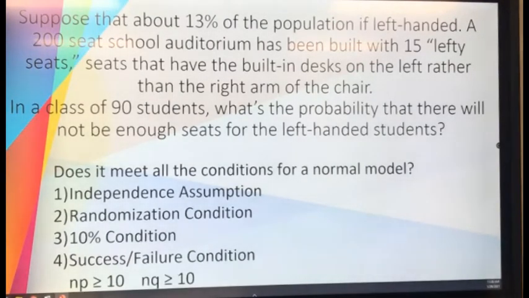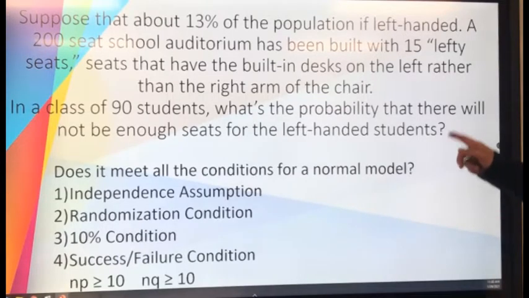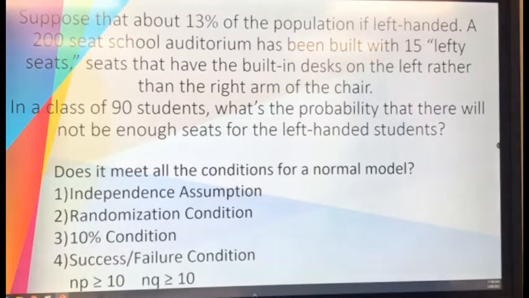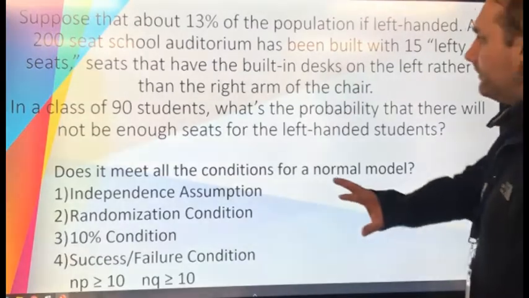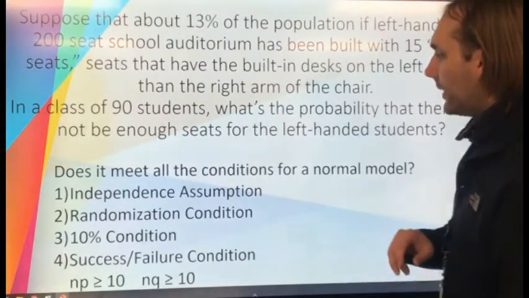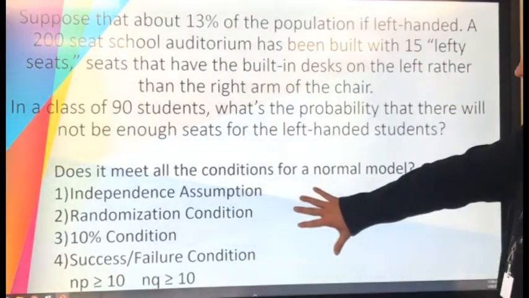A 200-seat school auditorium has been built with 15 lefty seats, with desks on the left rather than the right side of the chair. In a class of 90 students, what is the probability that there will be not enough seats for the left-handed students? Before we can find the probability in terms of our normal model, we must make sure it meets these conditions.